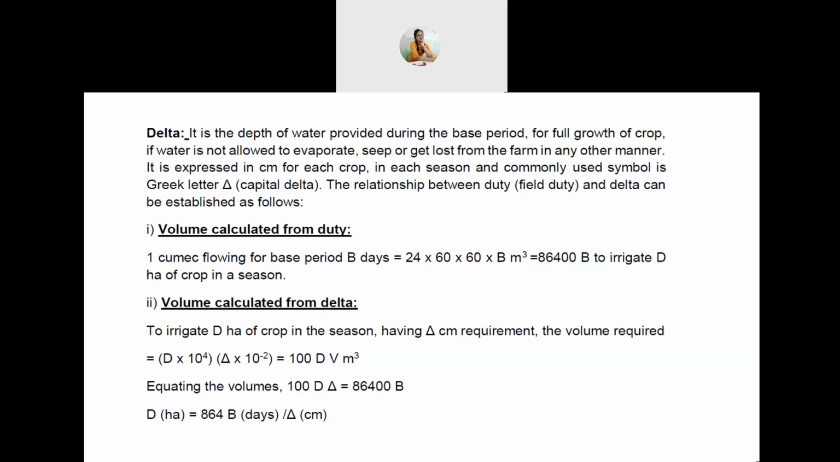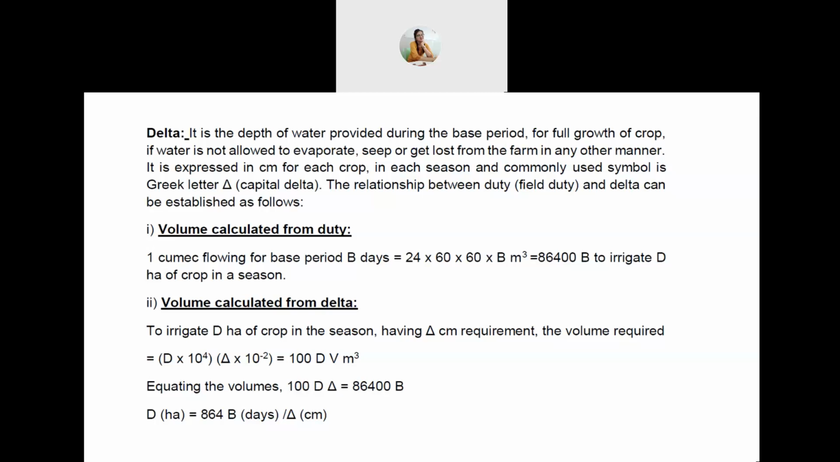The relationship between duty, or rather field duty, and delta can be established as follows. The volume calculated from duty for 1 cubic flowing for base period B days is equal to 24 into 60 into 60, so 24 hours, 60 minutes and 60 seconds, into B, being the base period, meter cube. When you multiply it, you'll get 86,400 B to irrigate D hectares of crop in a season. Here the term capital D means duty.